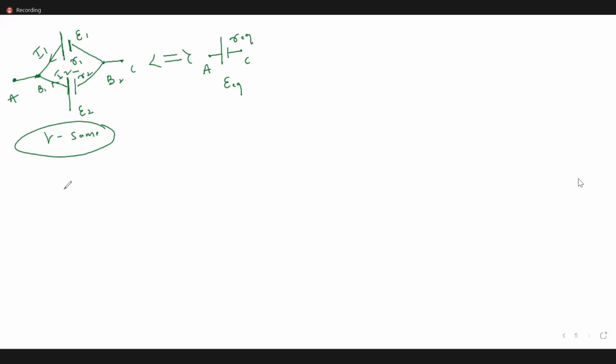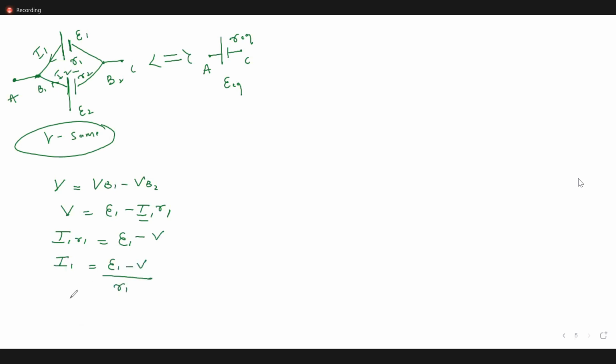Okay. So now let me take the B1 end. So the terminal potential difference of the first cell. Let me write V equals VB1 minus V. So for the first cell, V is equal to E1 minus I1 R1, because the current is I1 and the resistance is R1. So let me write for the I1 equation, then I1 R1 is equal to E1 minus V. So then I1 is equal to (E1 minus V) by R1. Okay, is it clear?